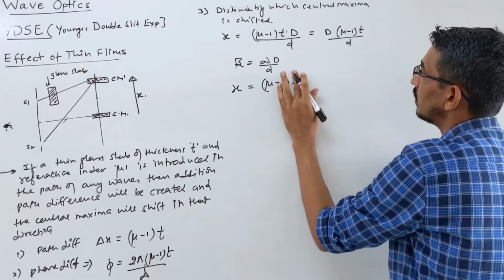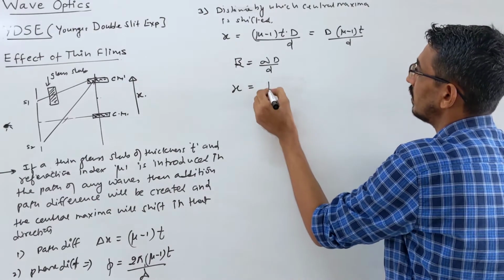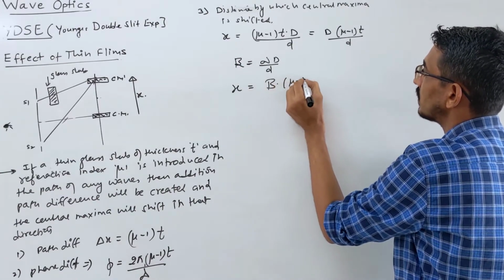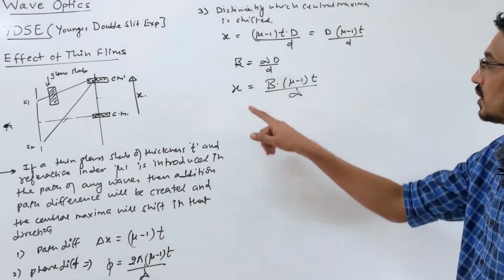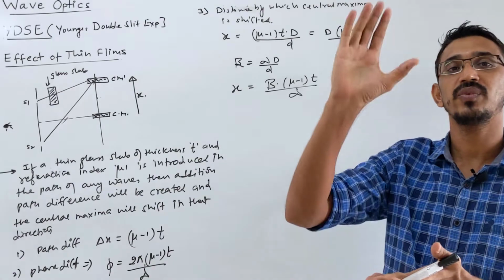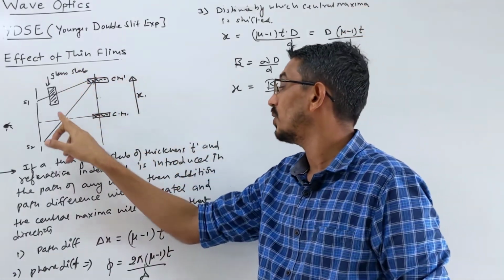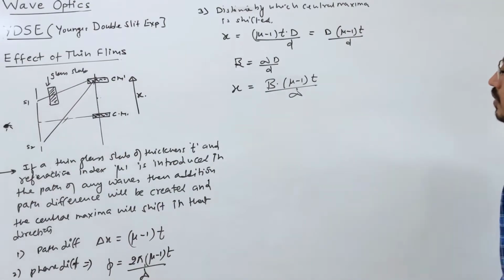Mu minus 1 into t, or let me write this way: fringe width into (mu minus 1) into t by lambda. This way also you can write. So this question they asked in exam, by what amount the central maximum will shift upward. If you introduce the sheet here or introduce the sheet here, then it will shift downward. Yes. What else can they ask you?